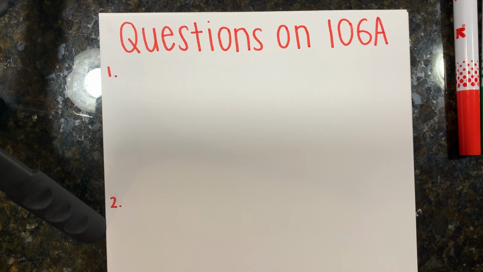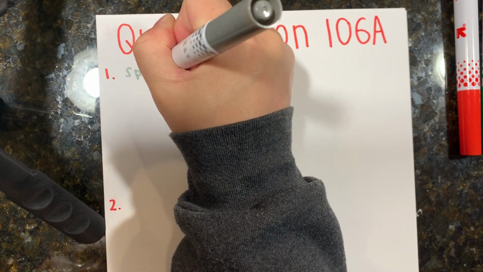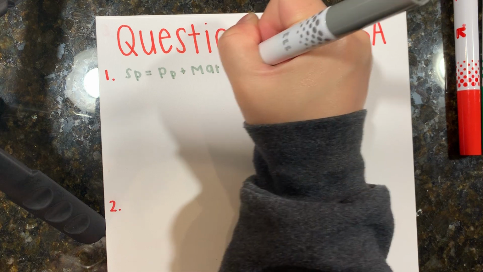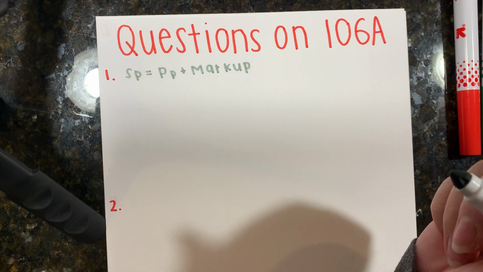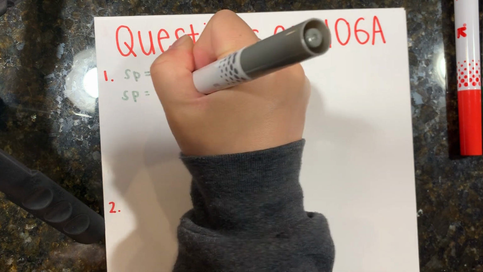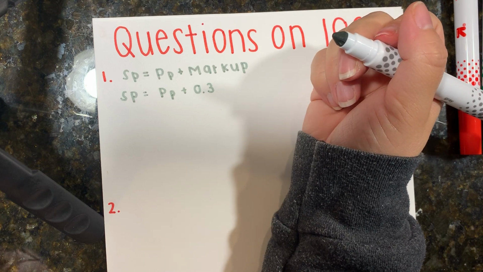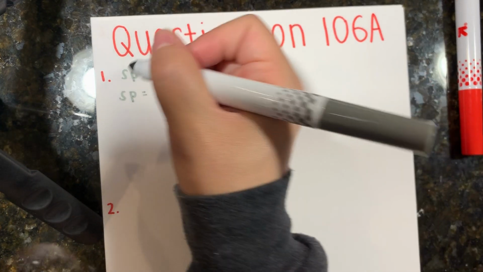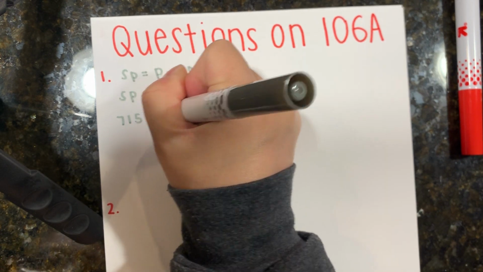So this problem comes from lesson 101, where we have the selling price is equal to the purchase price plus the markup. In this case, they tell us that the markup is a percentage of the purchase price. So we have the selling price is equal to the purchase price plus 30%, because it's 30% of the purchase price, so multiplied by the purchase price. They tell us that the item sold for $715, and we are trying to find the purchase price.